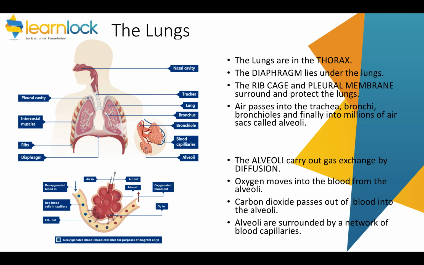Starting off with the lungs: they are in the thorax, which is the upper part of the body, and underneath the lungs there's a muscle called the diaphragm. The rib cage and the pleural membrane surround and protect the lungs. When you breathe, air comes into your nasal cavity and down the trachea, and then into the bronchi, which is 2 of, and then branches again into the bronchioles, and then finally into those tiny air sacs called alveoli. We've looked at those before.